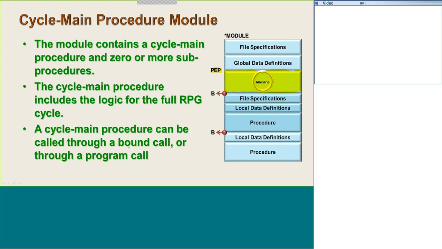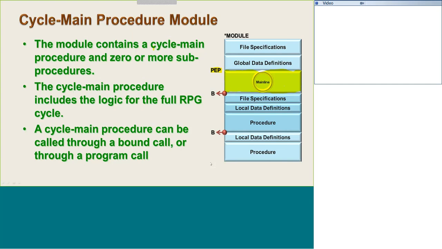And the bound call is always more efficient than the program call, because that call is set up at compile time, not at execution time. So that's the cycle main procedure module. Obviously, you can have multiple procedures.